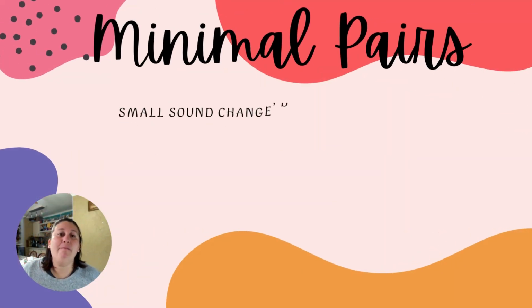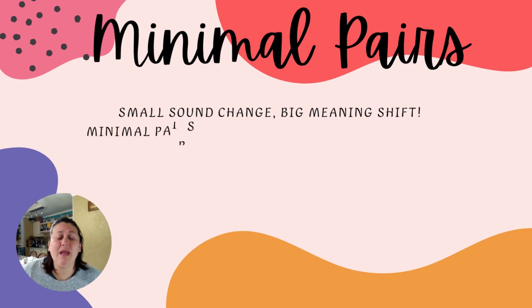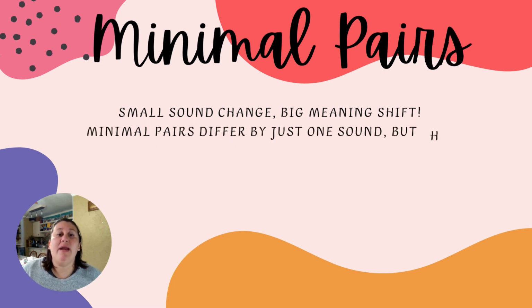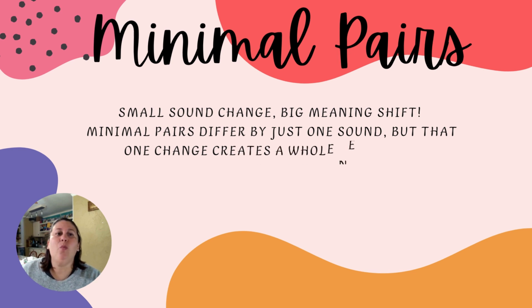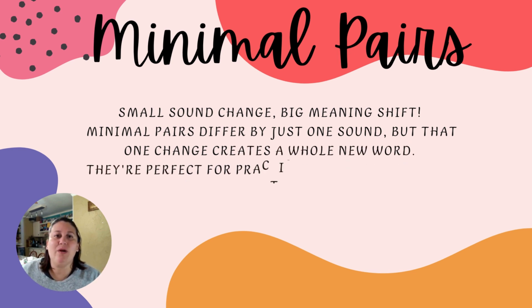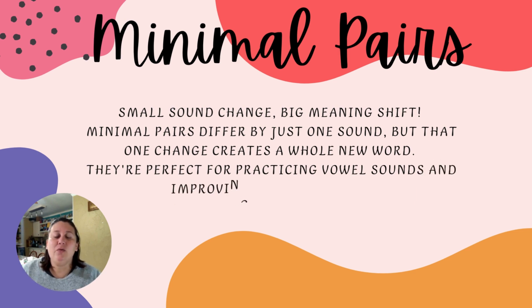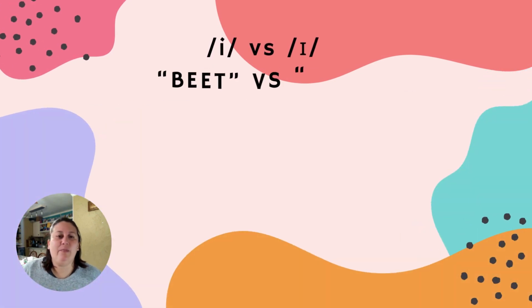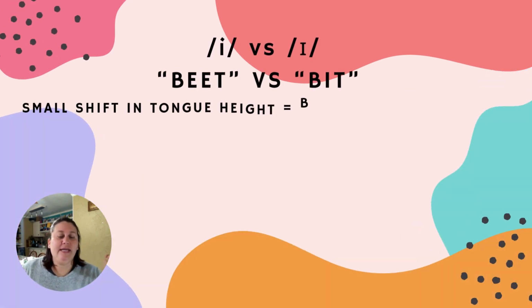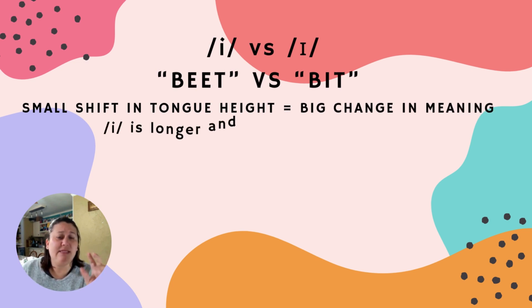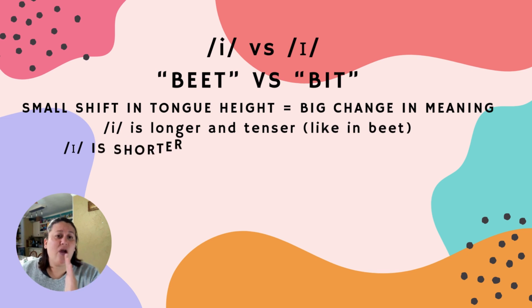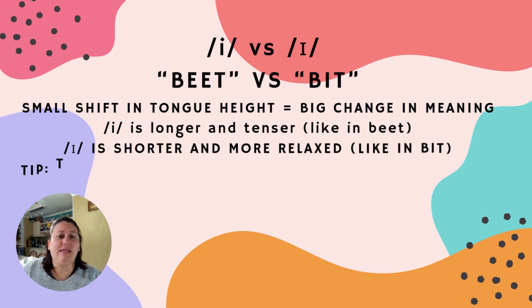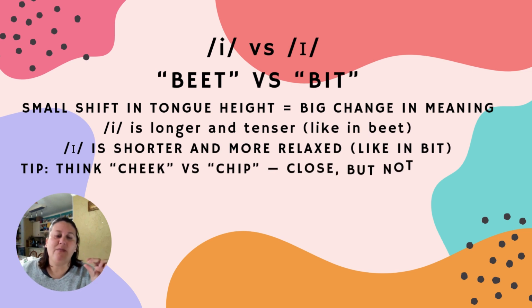Now, what about minimal pairs? Minimal pairs are pairs of words that differ by only one sound but change the word completely. And it is a great way to practice vowel contrasts. So here are three examples. Now you must remember, usually everything in the word is going to be the same. Okay, so it's going to start with one letter and end with the same letter, but the middle is going to be different.